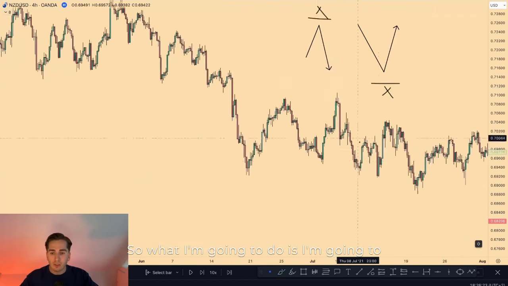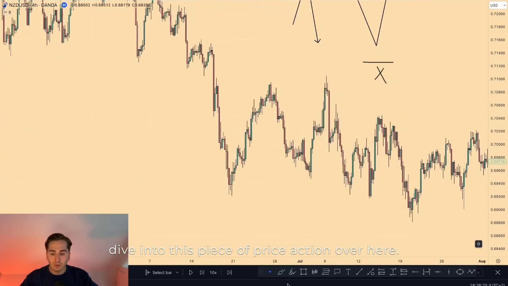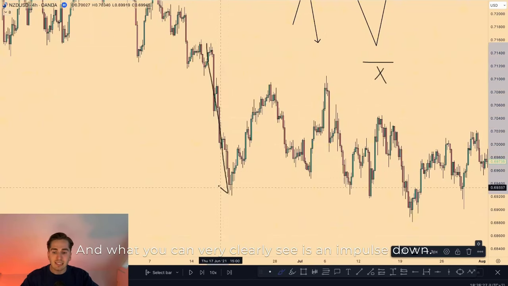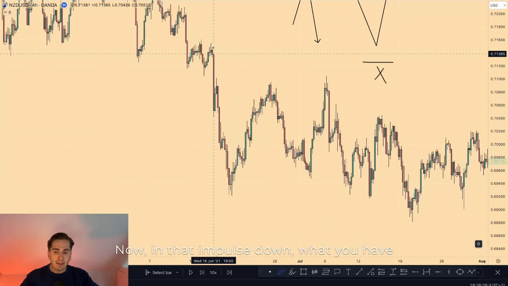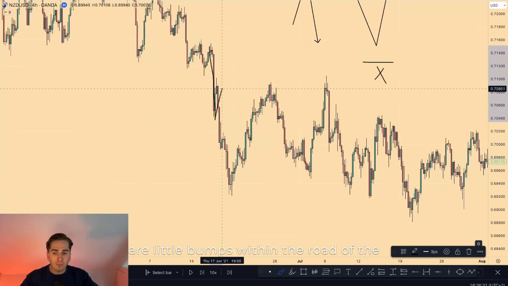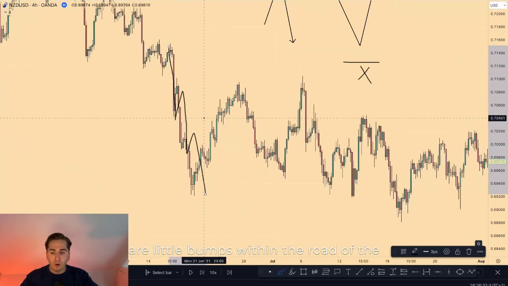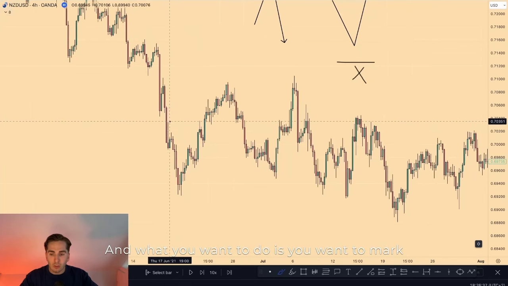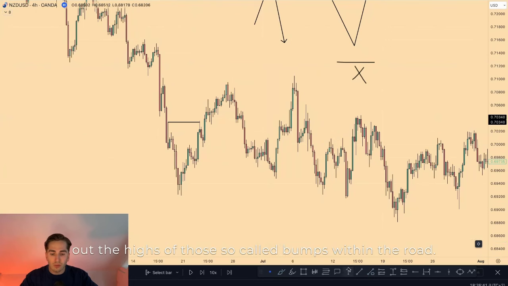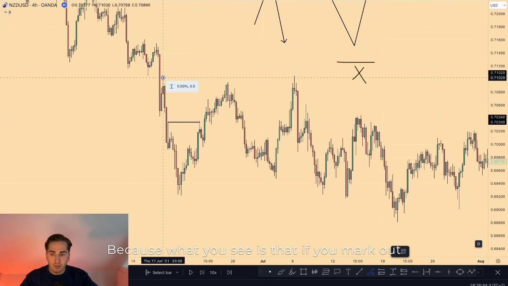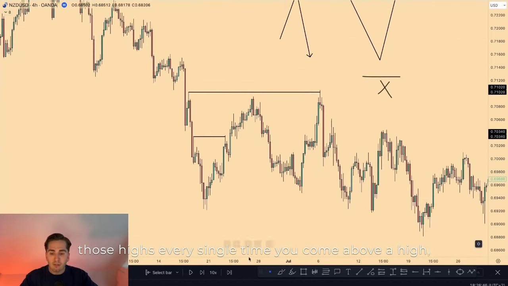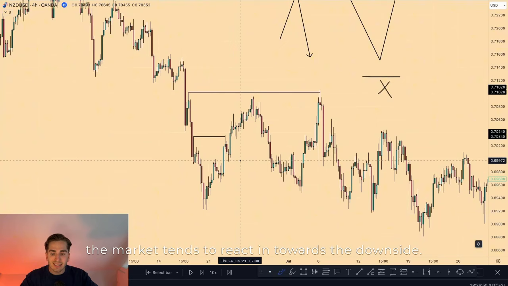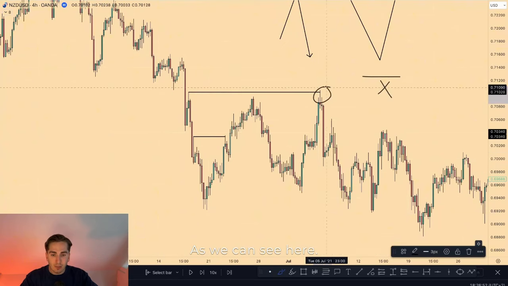So what I'm going to do is dive into this piece of price action over here, and what you can very clearly see is an impulse down. Now in that impulse down, what you have are little bumps within the road of the market moving in towards the downside. And what you want to do is mark out the highs of those so-called bumps within the road, because what you see is that if you mark out those highs, every single time you come above a high, the market tends to react in towards the downside, as we can see here and as we can see here.